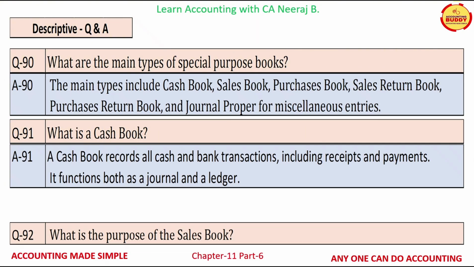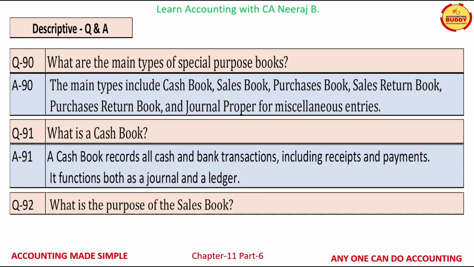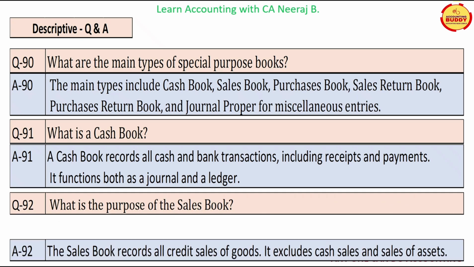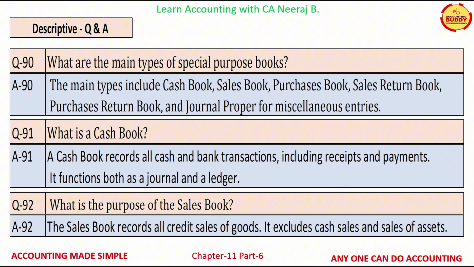Question number 92 is, what is the purpose of the sales book? And the answer is, the sales book records all credit sales of goods. It excludes cash sales and the sale of assets.